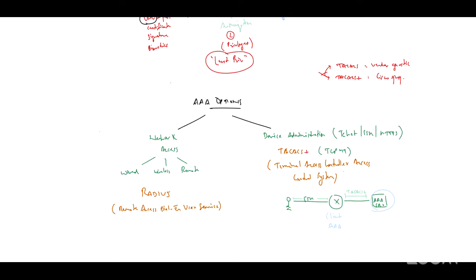So TACACS Plus is widely used for implementing device administration AAA. Non-Cisco vendors, something like Aruba or Forescout or Fortinet, have their own AAA solutions. They do TACACS, but they also do device administration, like I said.